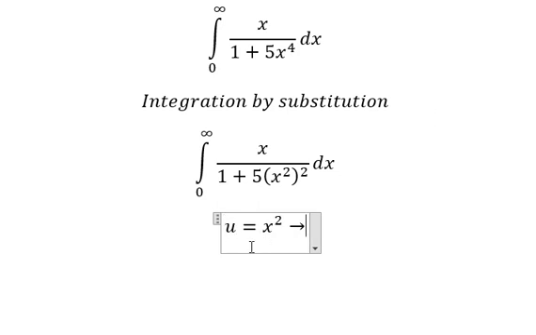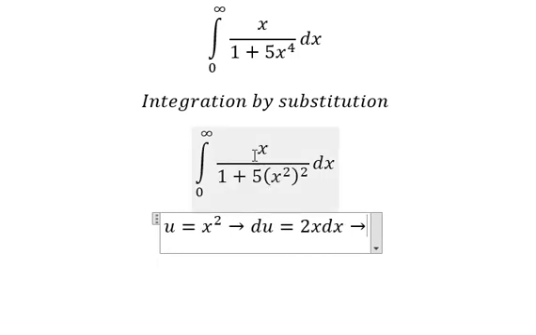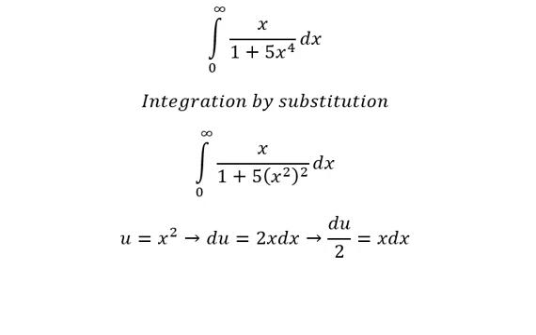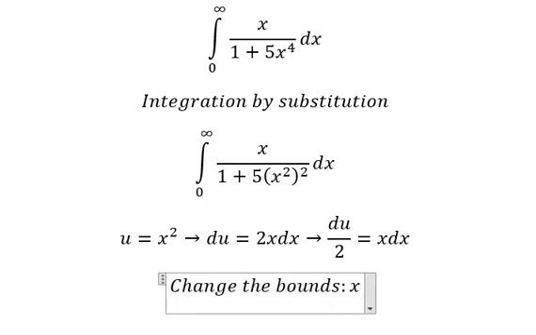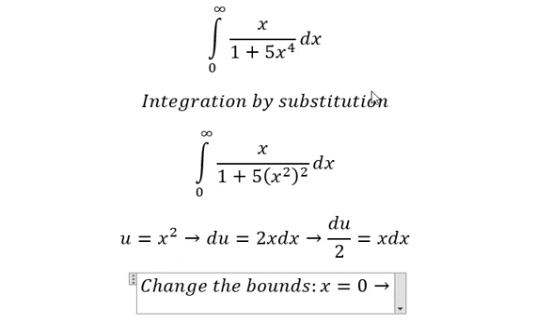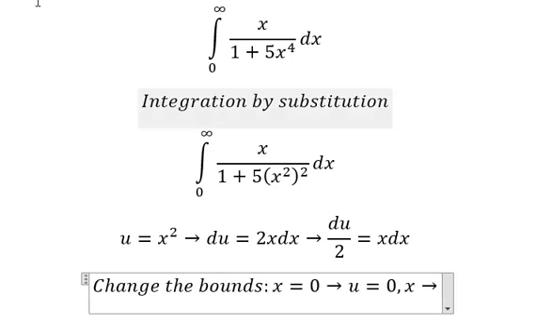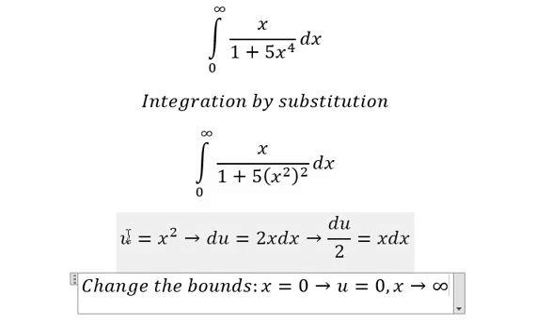Next, we need to take the derivative of both sides, and we have du equals 2s ds. Because we don't have the number 2, we need to divide both sides by 2. Next, we need to change the bounds. When s equals 0, we have u equals 0. When s approaches positive infinity, u goes to positive infinity.